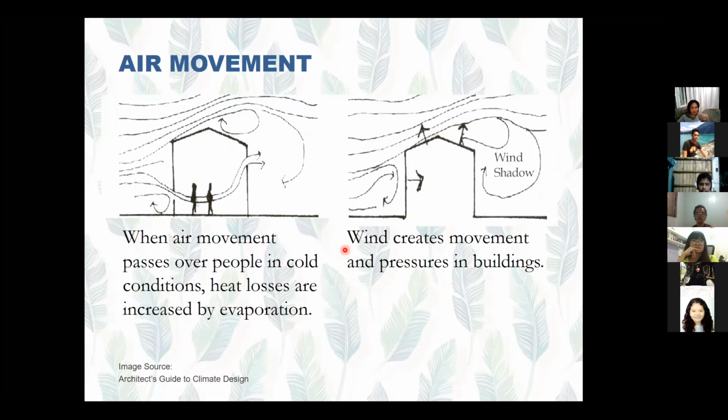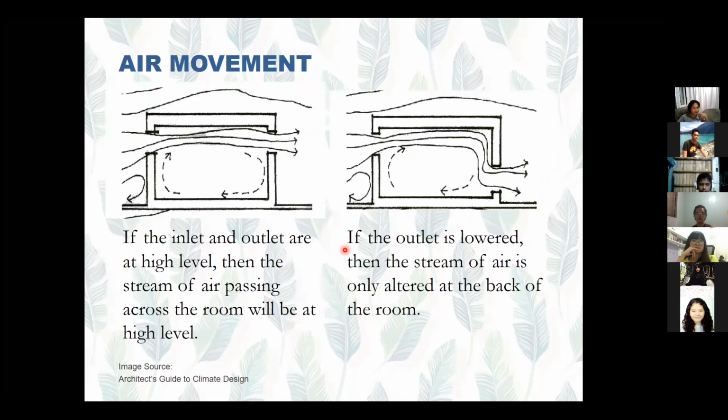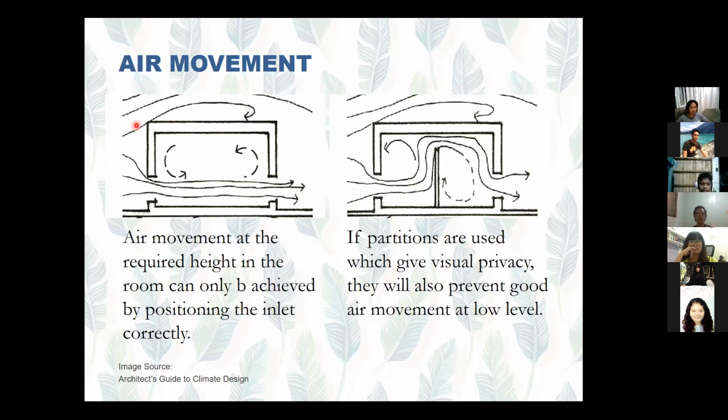Another scenario. If the inlet naman, okay, kung titignan ninyo, and outlet are at high level, then yung stream ng air passing room will be at a high level. So may blind spot. Same thing, pag nasa taas yung inlet ninyo, nasa baba yung outlet, i-alter na lang, may blind spot pa rin. So, best is, you have the air movement at the required height. Okay? Yan.